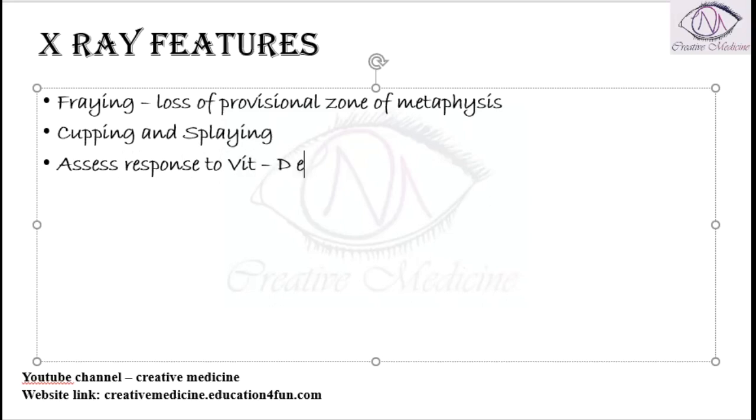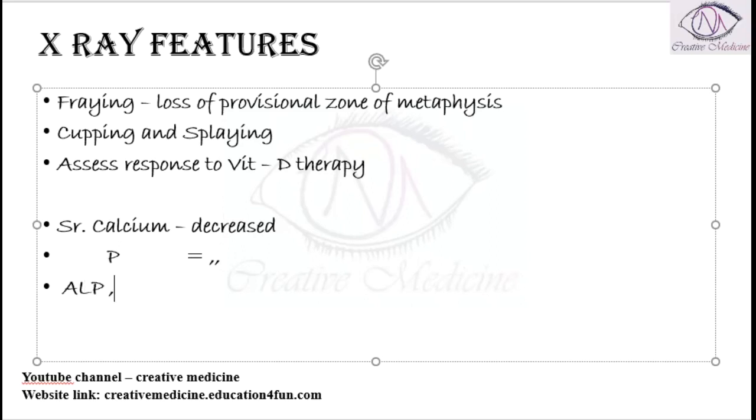Other investigations which can be done in rickets are: serum calcium is decreased or normal, serum phosphorus or phosphate is decreased, alkaline phosphatase is increased, parathormone is increased, 25 hydroxy vitamin D is decreased. Additionally, other investigations like 1,25 dihydroxy vitamin D3, serum creatinine, and serum electrolytes can also be done.